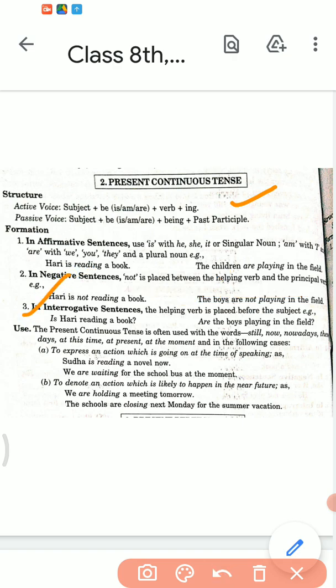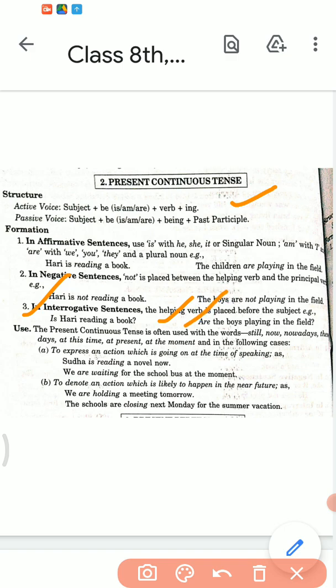In interrogative sentences, the helping verb is placed before the subject. You can see here Hari is the subject and is your helping verb. This helping verb is placed just before the subject. Is Hari reading a book? Are the boys playing in the field?